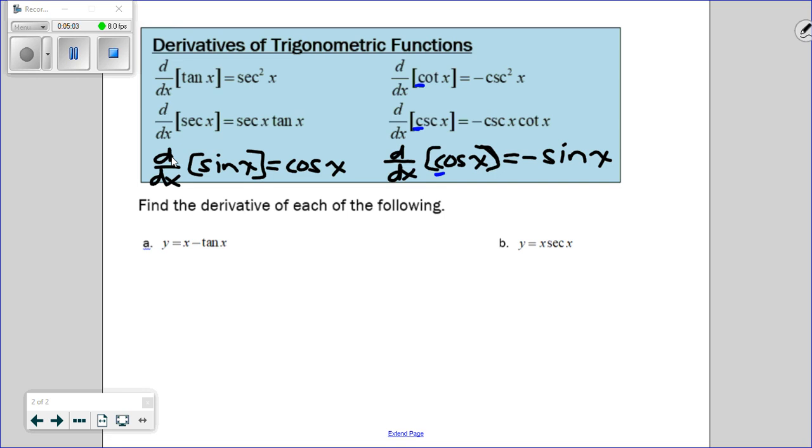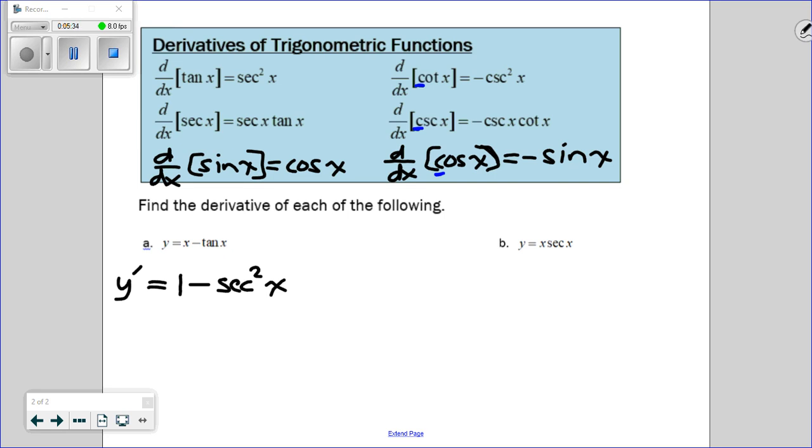So don't forget those other rules. But in our first example, y equals x minus tangent of x, in this case, we're just going to use the difference rule, and we're going to find the derivative of each term separately and subtract. So derivative of x is 1 minus derivative of tangent of x is secant squared of x. And that's it. It's that easy. Okay? As long as you know the rules, then it's that easy.